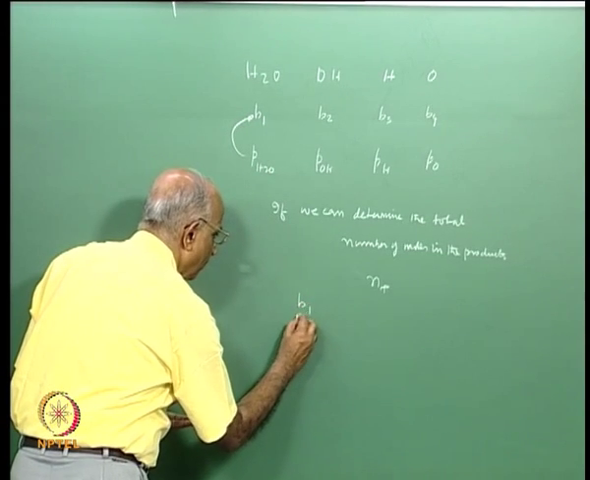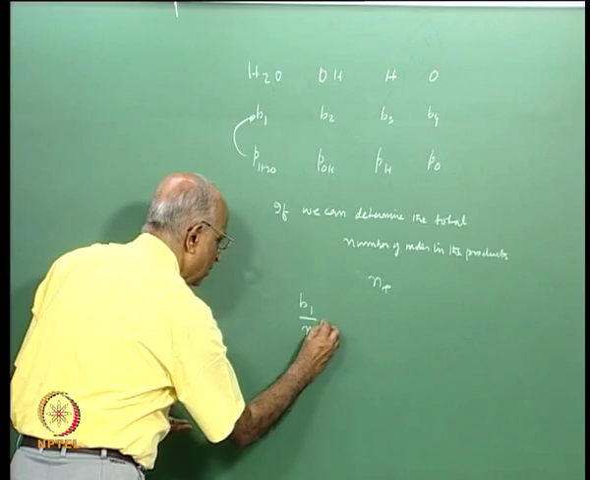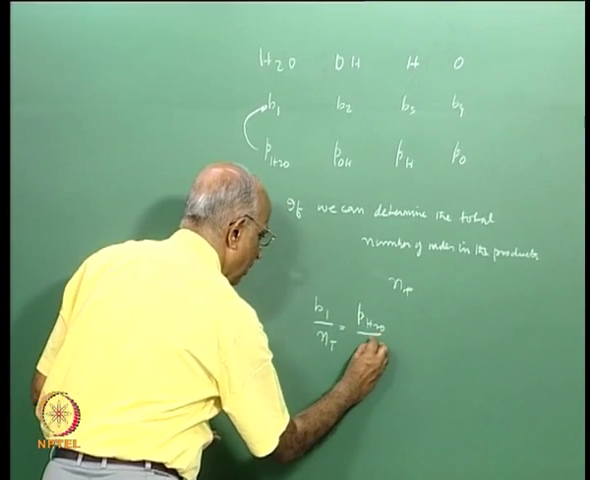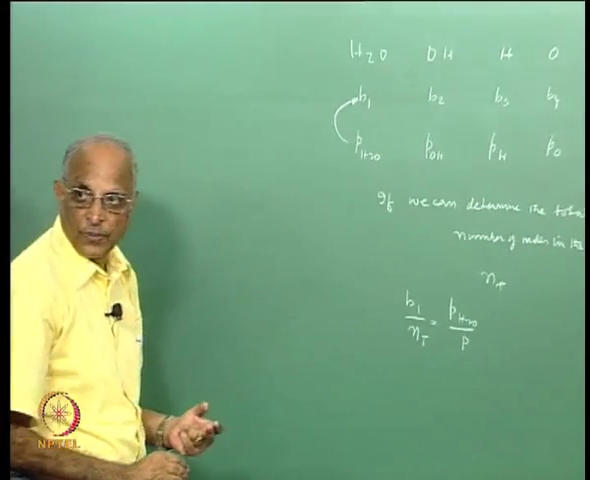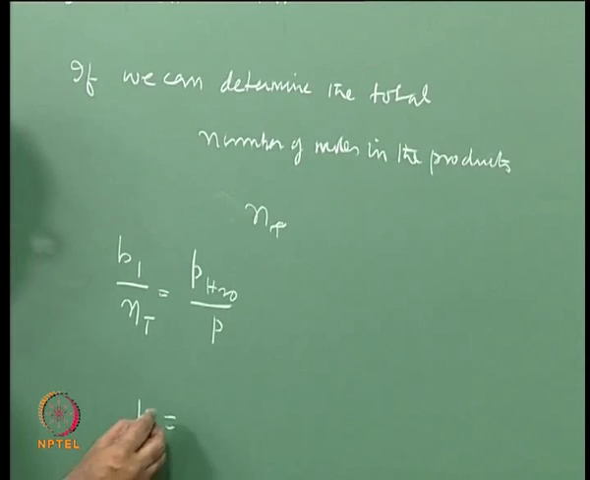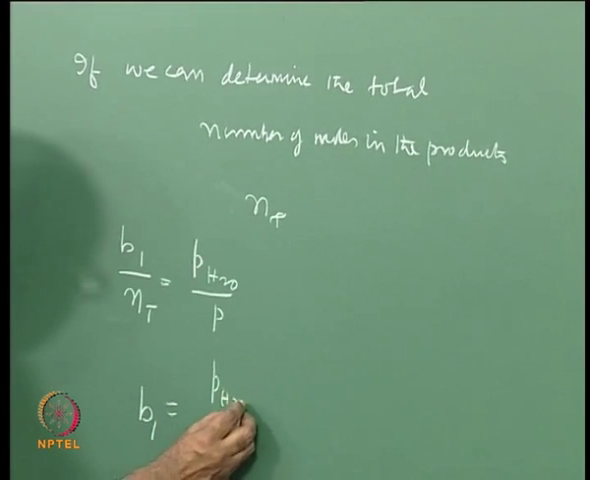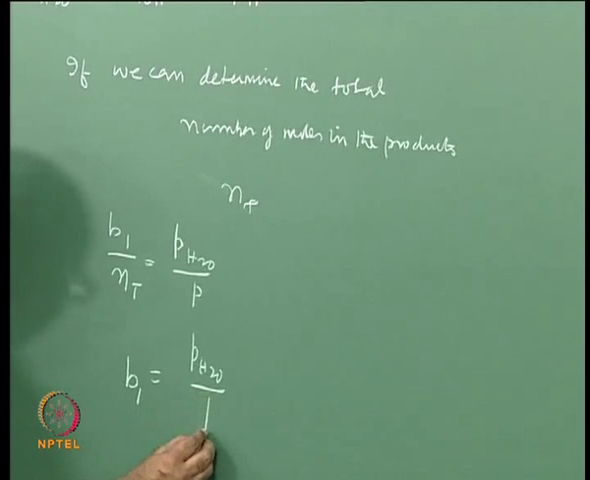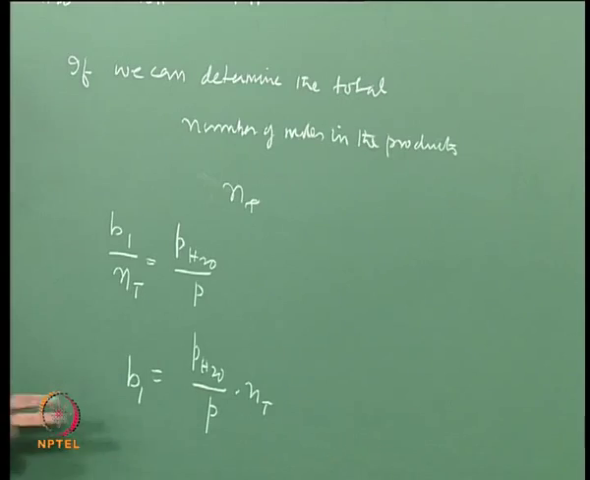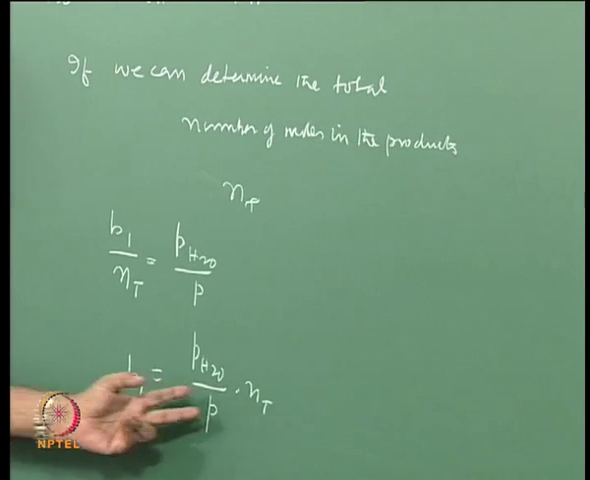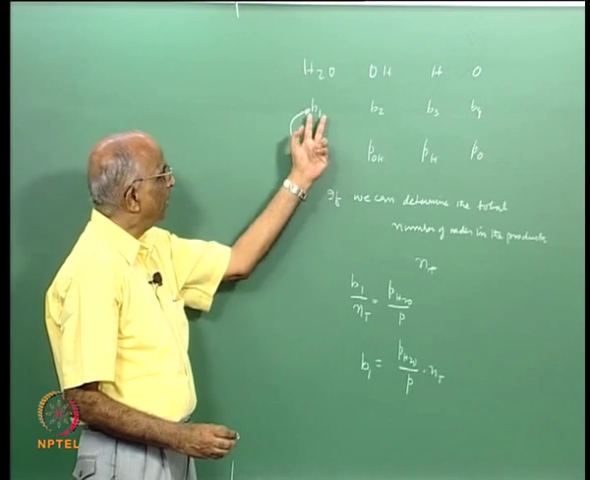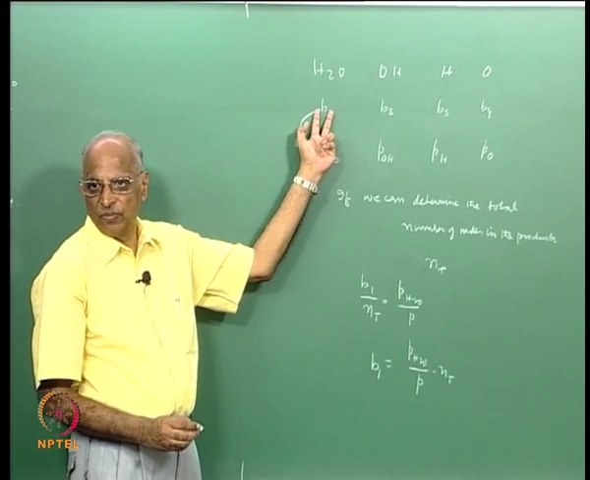Therefore, B1 by the total number of moles is equal to the partial pressure of hydrogen divided by the total pressure in the chamber, and therefore I get B1 as equal to the partial pressure of water, or steam, divided by the total pressure multiplied by the total number of moles. Therefore, if I can determine the total number of moles, it will be possible for me to convert the partial pressure of each of the species into their respective number of moles.